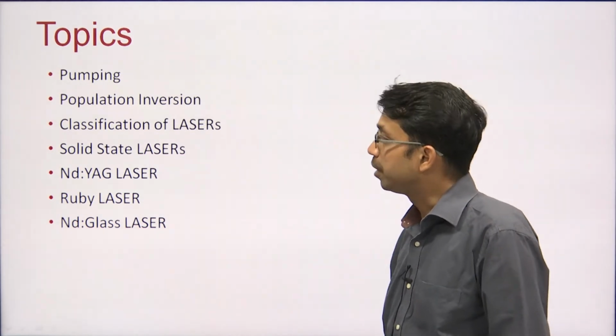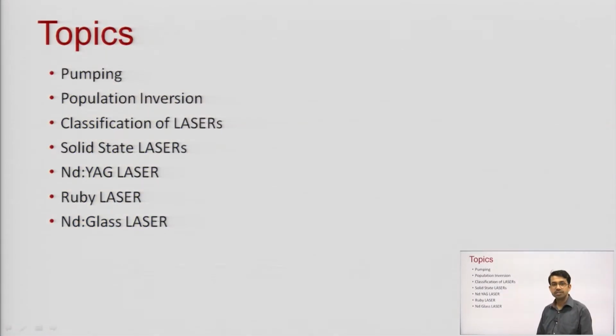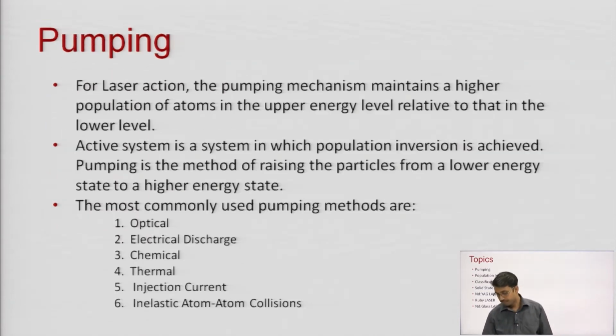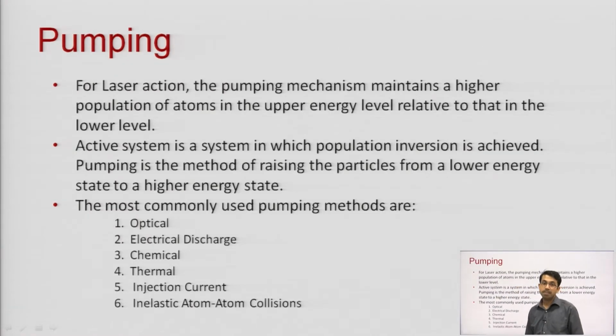So, the topics are pumping, population inversion, classification of lasers, and then a few types of lasers, such as solid lasers. Now, what is pumping? We know that to perform lasing action, we need to perform the phenomenon of stimulated emission, and for stimulated emission, we need more atoms in the excited state. So, how can we get more atoms in the excited state? By exciting the electrons, by exciting the atoms, by supplying more energy.